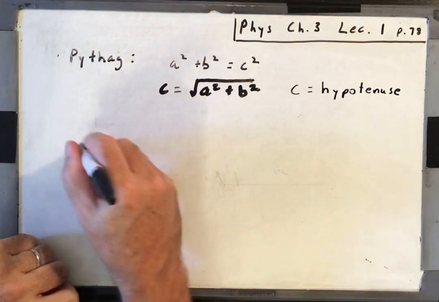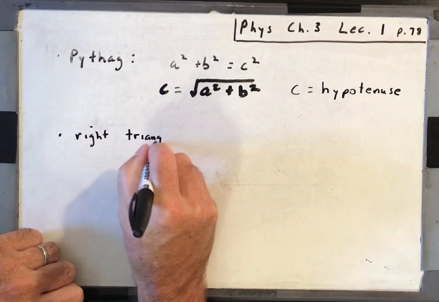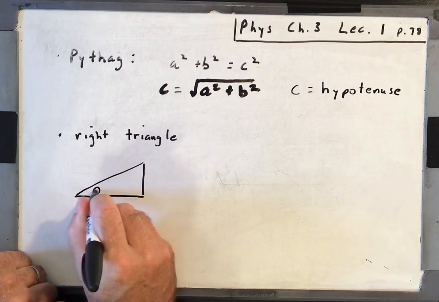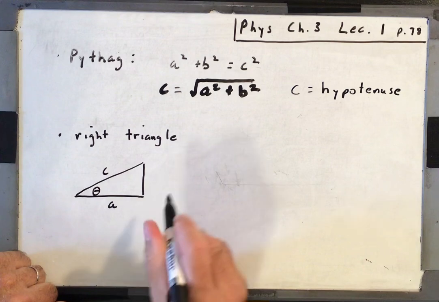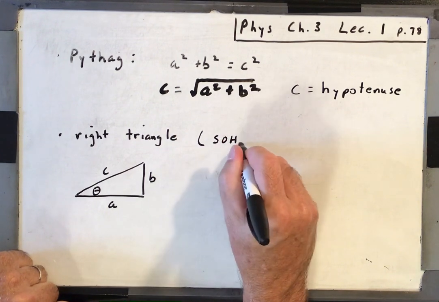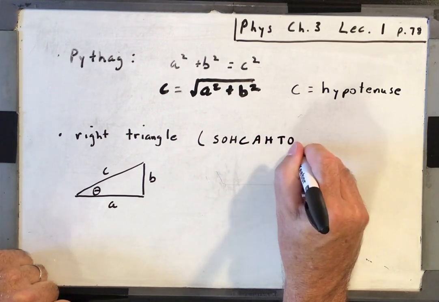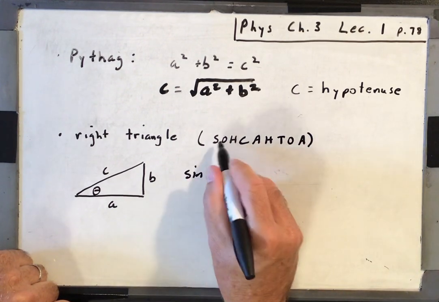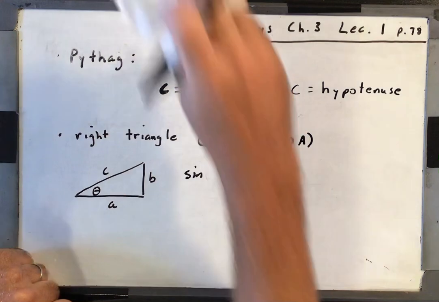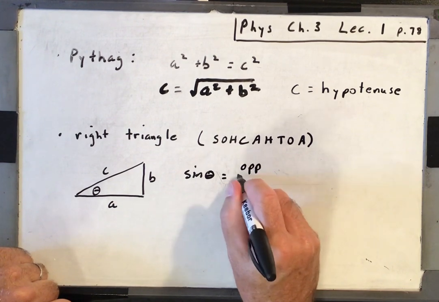Next is the right triangle review. So if we have a right triangle like this, and we call the hypotenuse C, and we'll call A and B the two legs. Do you remember the acronym? SOHCAHTOA. Sine is opposite over hypotenuse. We usually use theta as our generic angle symbol. So sine theta is opposite over hypotenuse.